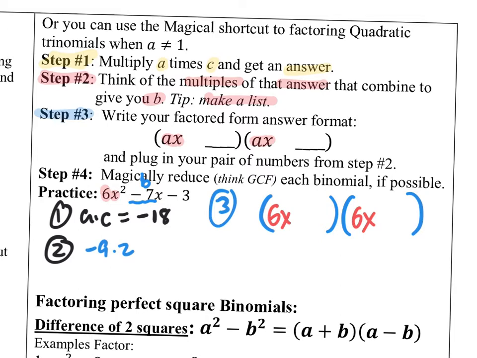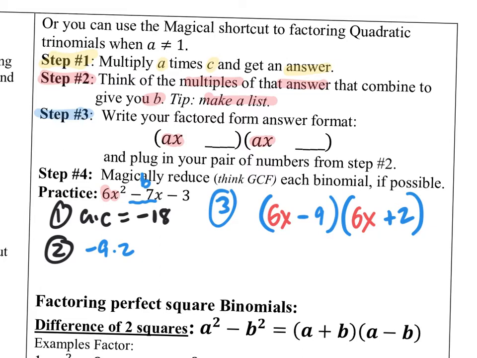All right, but this is what we're doing. We're putting the ax term right there, 6x and 6x. And now it says plug in your pair of numbers from step 2 into the empty spaces. So I'm going to take my pair of numbers from step 2, -9 and +2, and just plug them in right there. Now, this is not our answer yet because we know that 6x times 6x is not 6x squared. It's actually 36x squared, so that would be wrong.